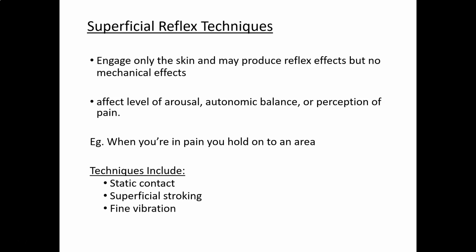So, superficial reflex techniques: if someone's in a high anxious state, their sympathetic system within the autonomic nervous system is on high alert. Through using superficial reflex techniques, we can start to stimulate a parasympathetic response, thus lowering sympathetic hormones and so forth, and allowing the patient to relax down and become less stressed or less anxious.